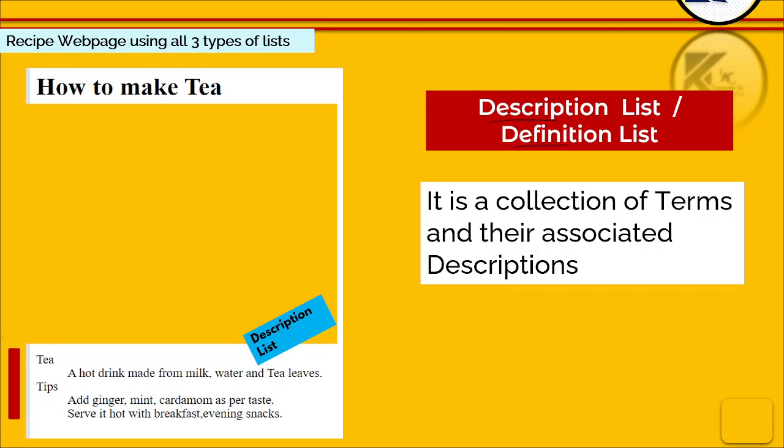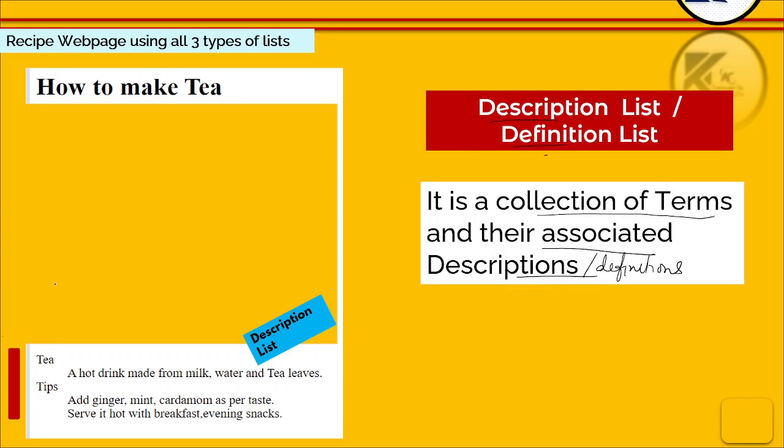I have created a detailed video on this particular type of list. You can always check my playlist. But what is a description or what is a definition? It's a collection of terms and their associated descriptions or definitions.